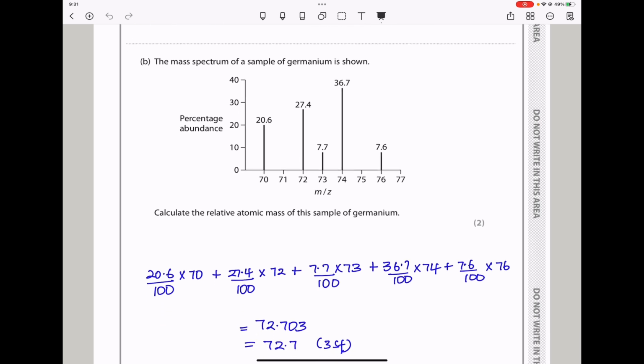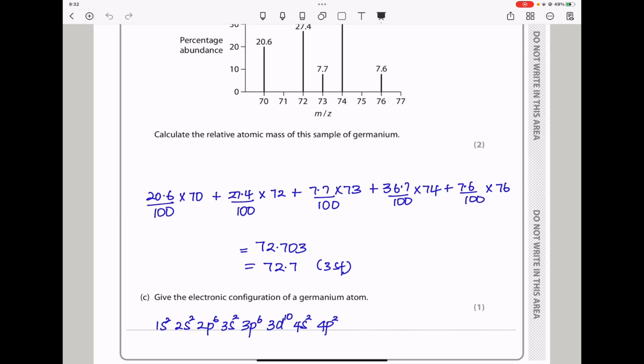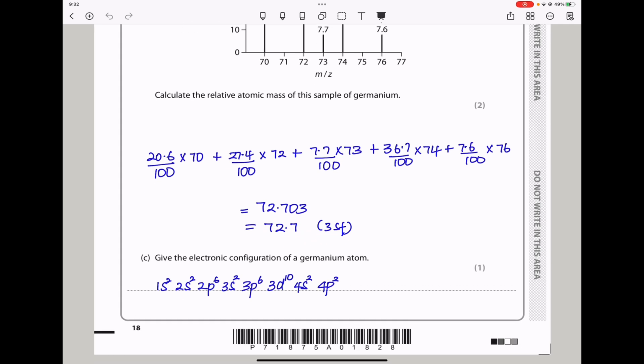So here they say calculate the relative atomic mass of this sample of germanium. And again, I divided everything by 100 just to show you, but you can just put one denominator and divide by 100 just one time. But I had to show because this is, of course, teaching. To find the relative atomic mass, I get the percentage, which is 20%. So 20 divided by 100 times the mass here, plus 27.4 divided by 100 times this mass, plus 7.7 divided by 100 times the mass, plus 36.7 divided by 100 times the mass, plus 7.6 divided by 100 times that mass. Now adding everything up, I got 72.703, which is 72.7 if I round off to 3 significant figures.